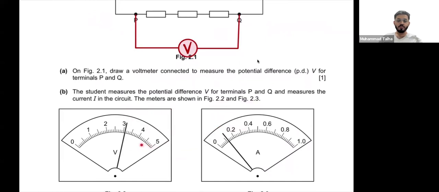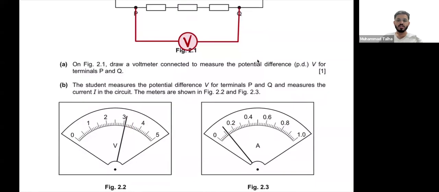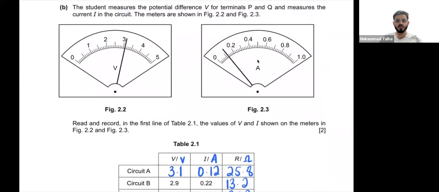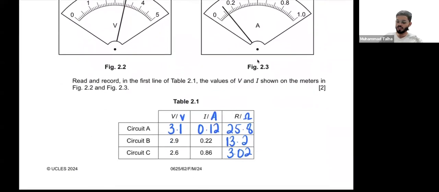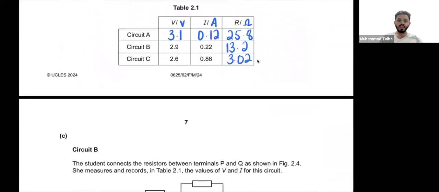Again, if you've been doing some of the recent papers, you know that the next question is going to be for you to read off these values. So this would be right in the middle, 3.5. So it's 3.1, 3.2, 3.3, 3.4, 3.5. So this is 3.1 volts. Between 0 and 0.2, this is 0.1. So this one would be 0.12 amperes. So those are the values that we get. So in the first line of the table, we have to record the values shown.